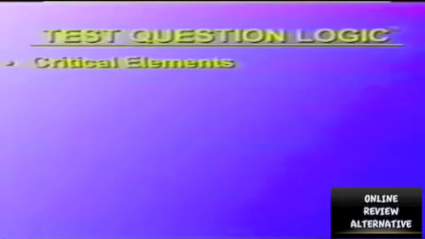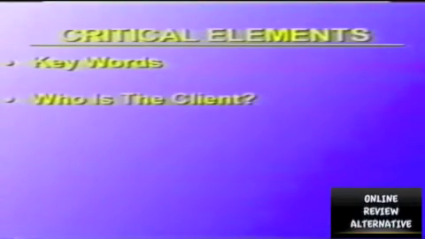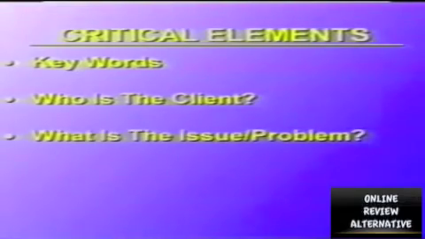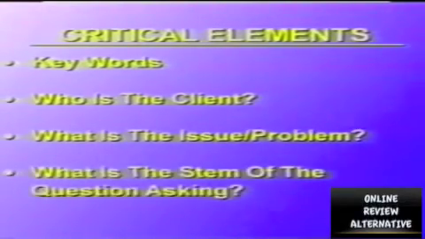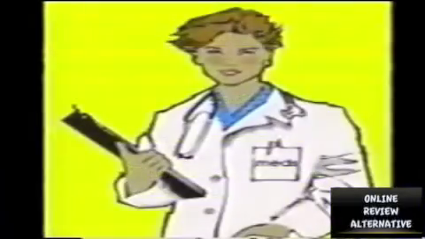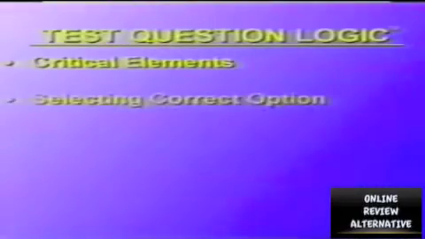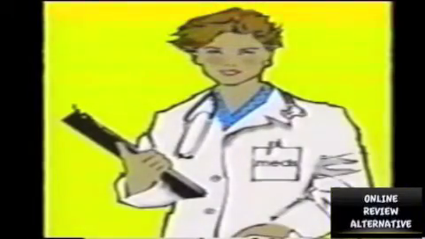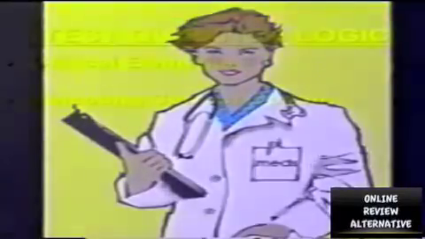First, identify the critical elements in a question, such as keywords, who is the client, what is the issue or problem in the question, and lastly, what is the STEM asking. All questions have 4 options, of which 3 are distractors. It is often easy to eliminate 2 distractors. However, the remaining options often appear equally correct.